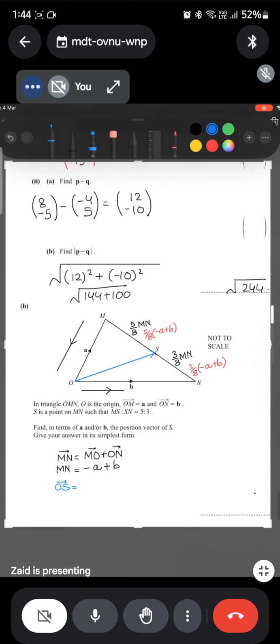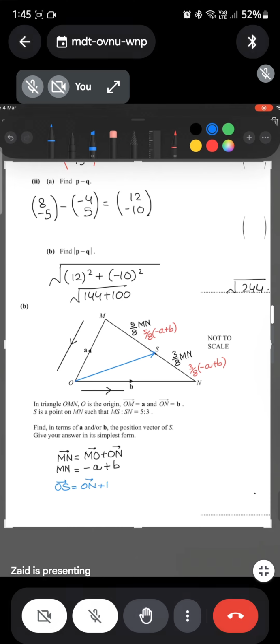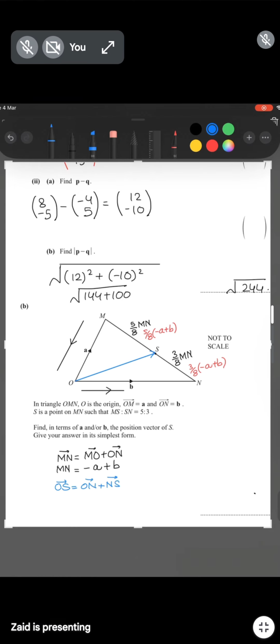OM plus MS. Okay, both of them work, so it's going to be the same. So it's going to be ON, starting from O, ending at N, and then starting from N. The middle one should be the same. So ON is this one, plus NS is this one. And if I add them using the head to tail rule, I'm going to get OS.